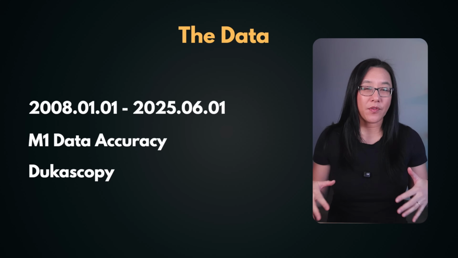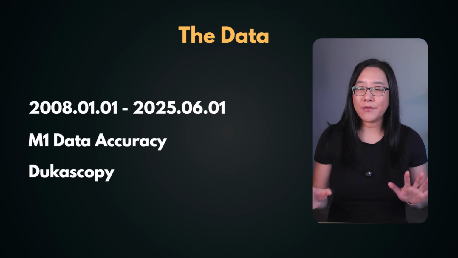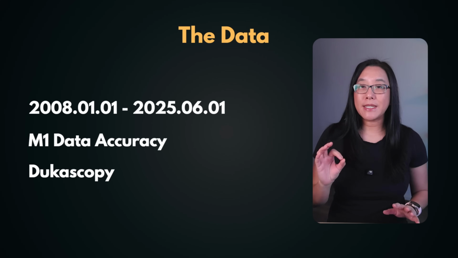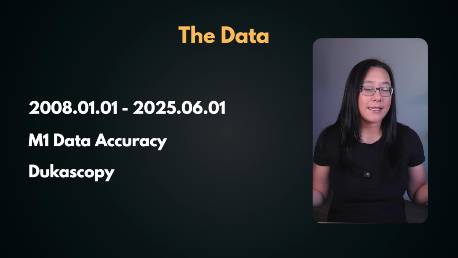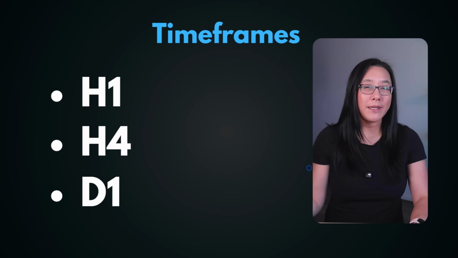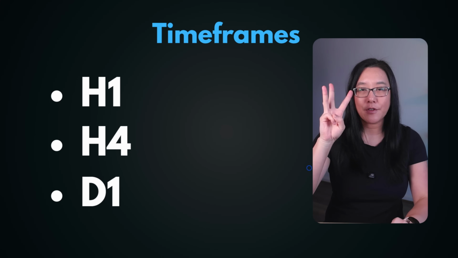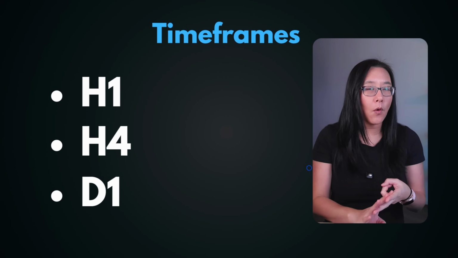And here are the rules of the experiment. First of all, the data. We are going to use 17 years of data. We are going to test with 1-minute tick data accuracy, and the source of the data is going to be Dukascopy. I will be testing all these strategies on 3 different timeframes: the 1 hour, the 4 hour, and the daily time frame.